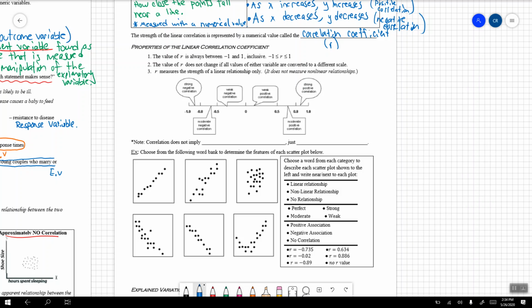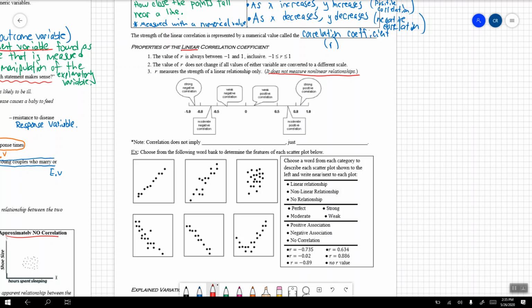Number 3, R measures the strength of a linear relationship only. It does not measure non-linear relationships. All right, this is an important part here. Non-linear relationships, it will not measure. So what do non-linear relationships look like? Well, they're going to look something like a logarithm or a parabola or some type of polynomial that we typically would look at in an algebra course. In this particular case, we're only going to be looking at a linear correlation. In other words, equations of lines.